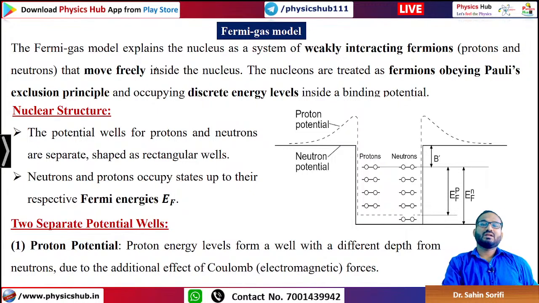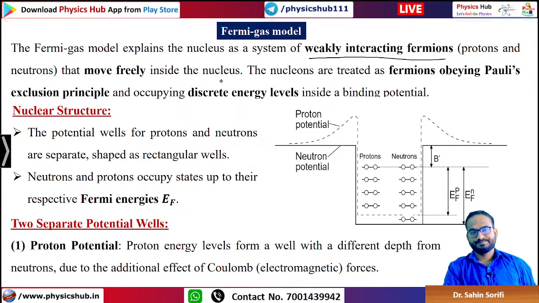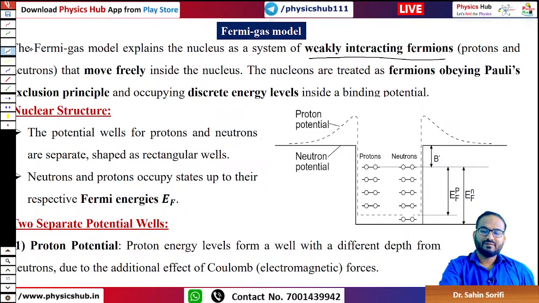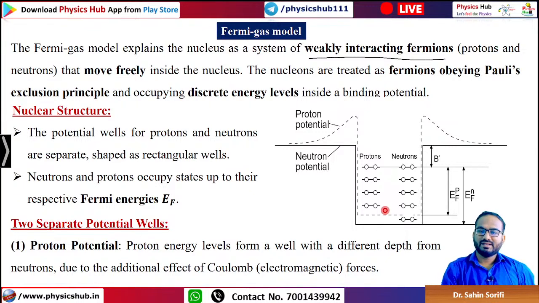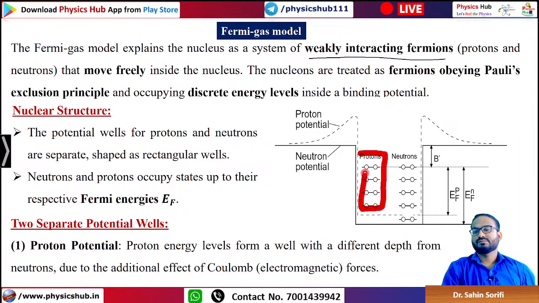The Fermi gas model explains the nucleus as a system of weakly interacting fermions, protons or neutrons, that move freely inside the nucleus. Nucleons are treated as fermions obeying Pauli's exclusion principle and occupying discrete energy levels inside a binding potential. As you can see in this figure, there exist separate wells for protons and separate wells for neutrons. Protons and neutrons both are spin half particles.